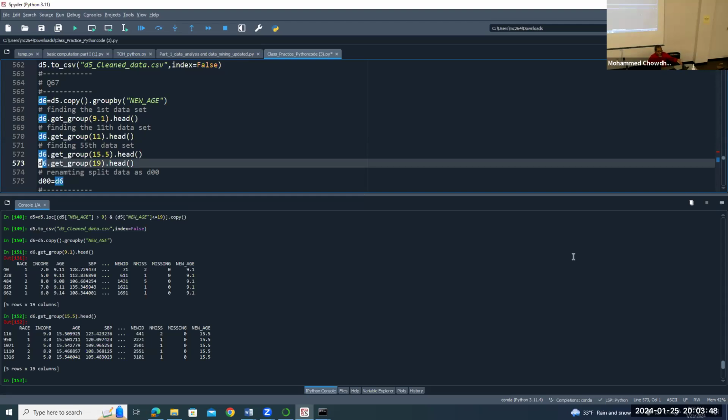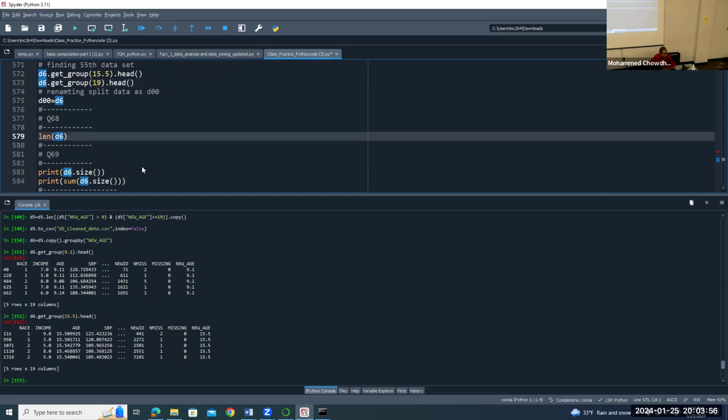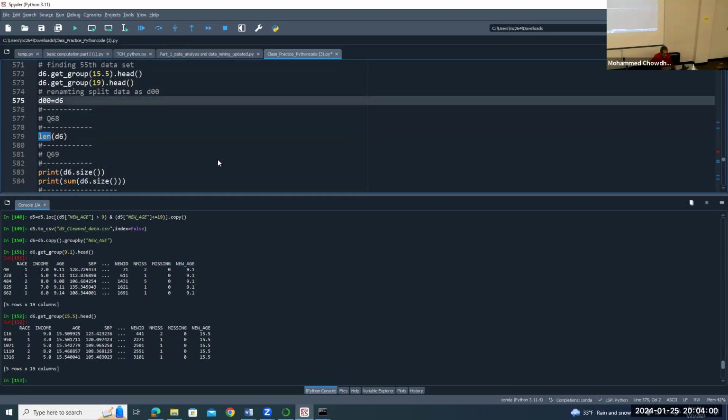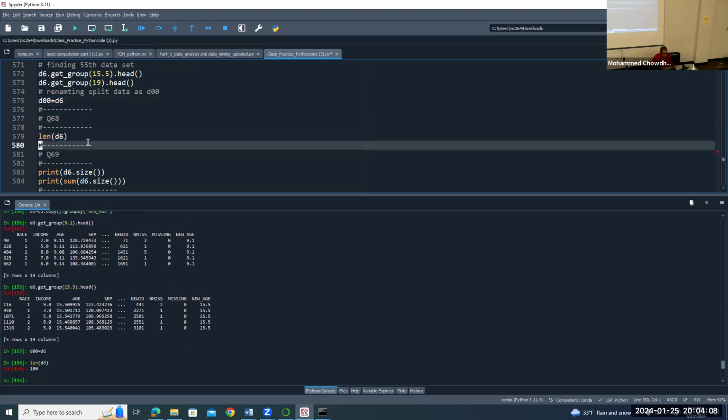So now you have seen how D6 became a list of data. Okay, so now that thing is done. Now if I want to check the length, I want to see the length of D6: 100. D6 is a list now. That list means it has a lot of things.